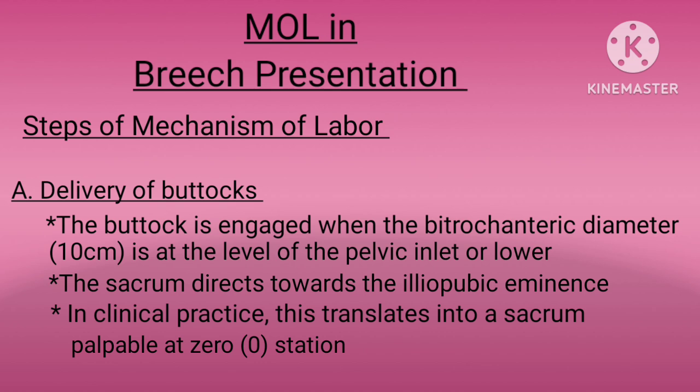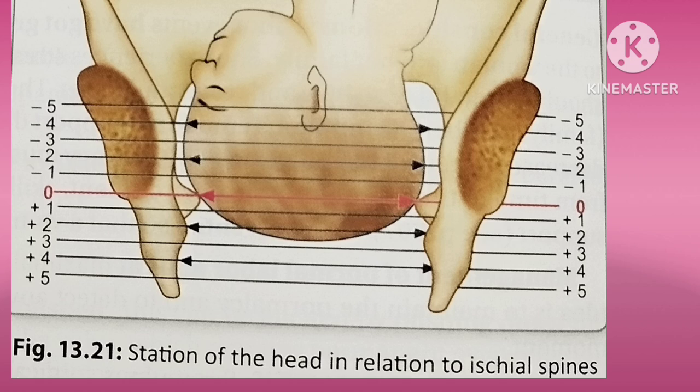Here, engagement: the buttock is engaged when the bitrochanteric diameter of 10 cm is at the level of the pelvic inlet or lower. The sacrum directs towards the iliopubic eminence. In clinical practice, this translates into a sacrum palpable at zero station. What do you mean by zero station? Zero station means when the buttock is at the level of the ischial spine. That is known as zero station.